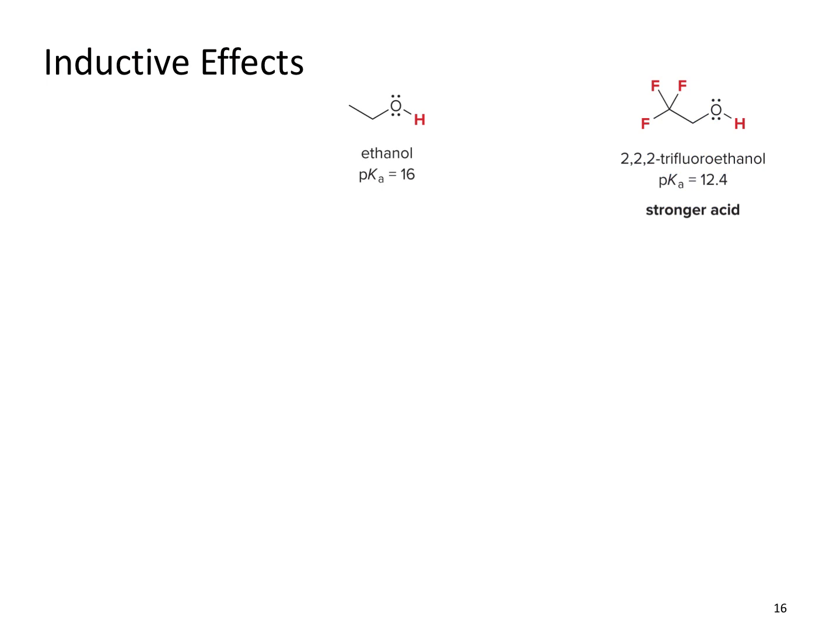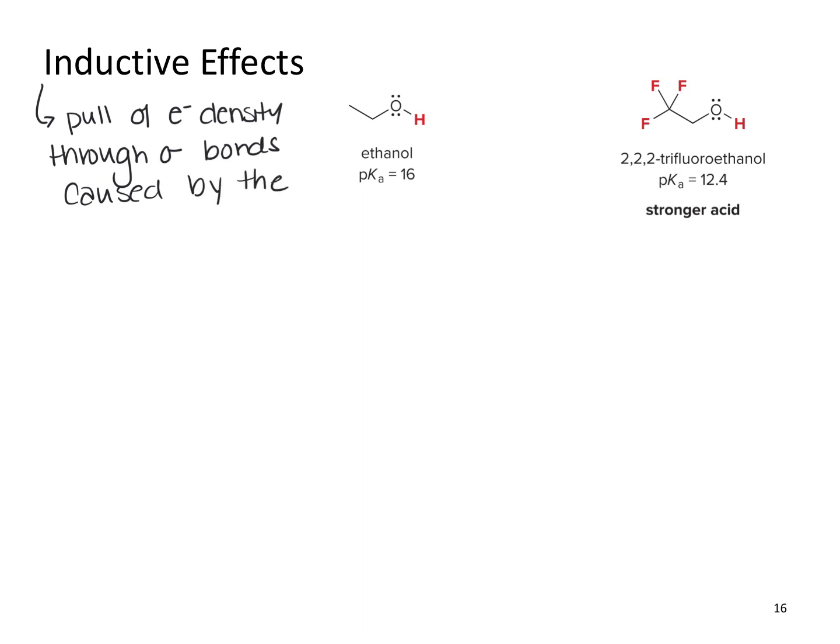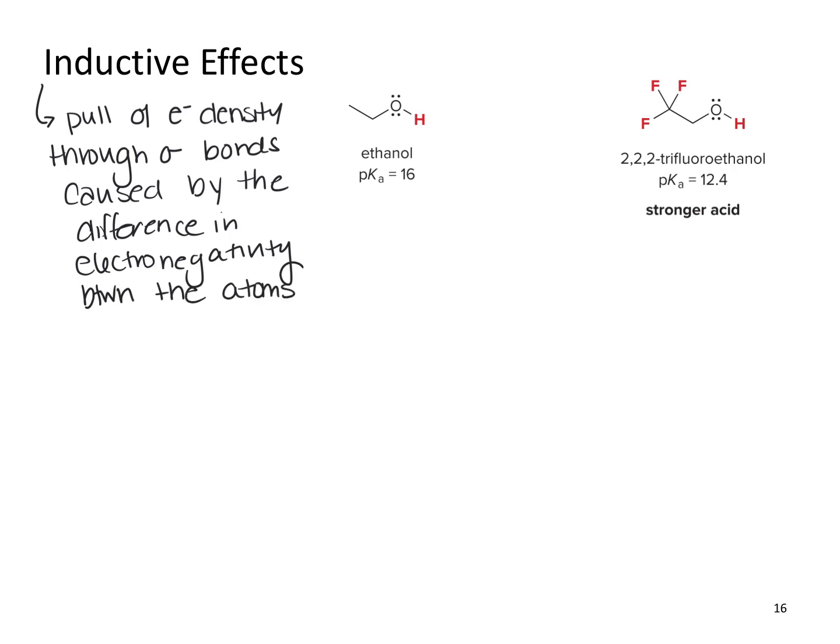Now, an inductive effect, when we talk about this and want to define it, is just the pull of electron density through sigma bonds caused by the difference in electronegativity between the atoms. Right? So more electronegative atoms generally stabilize regions of high electron density, right, by an electron withdrawing effect.